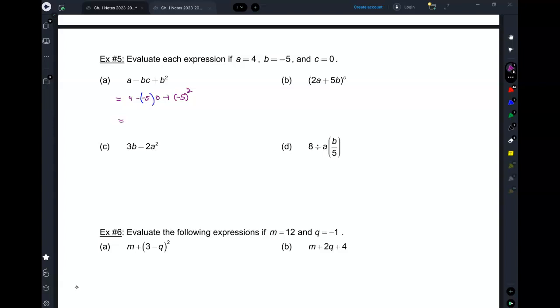So now, here I have 4. How much is this mess? 0. So 4 plus 0 plus, is this positive or negative 25? Positive 25. Good. So for a total of 29.